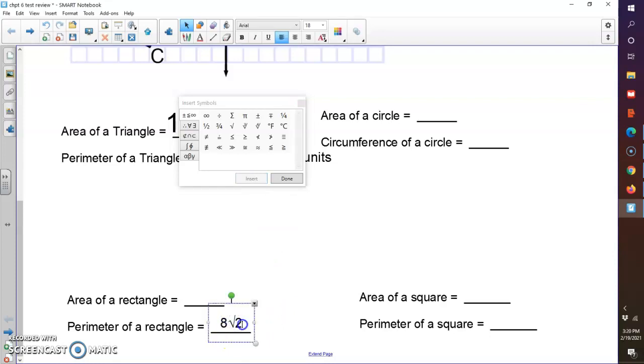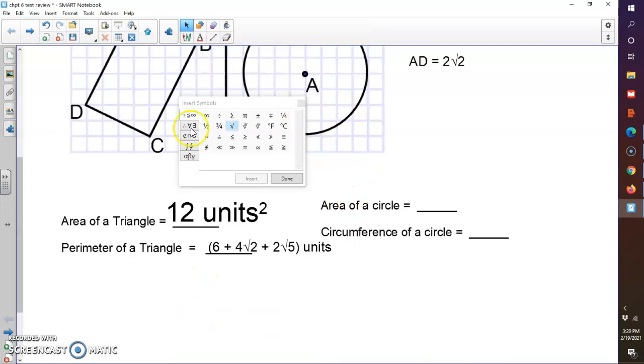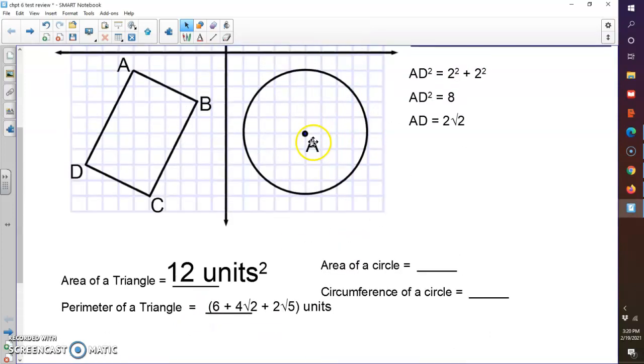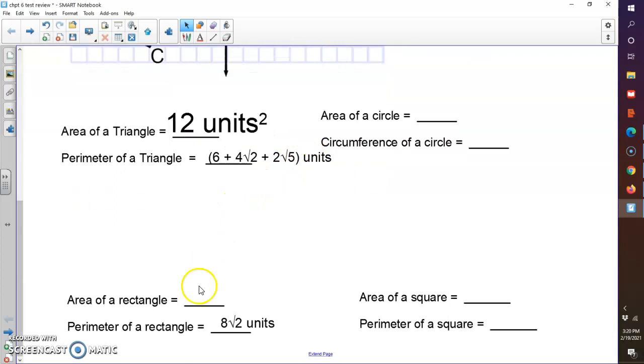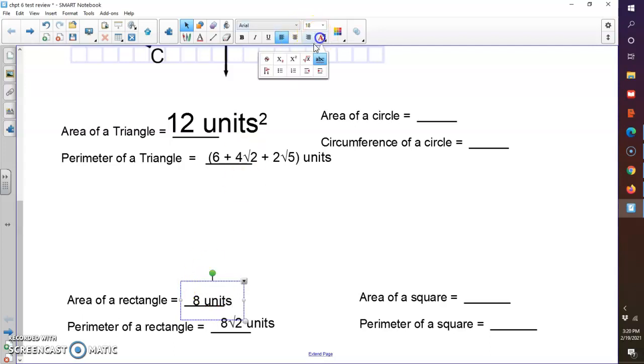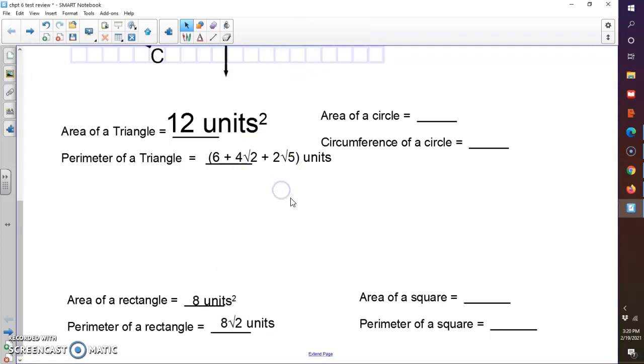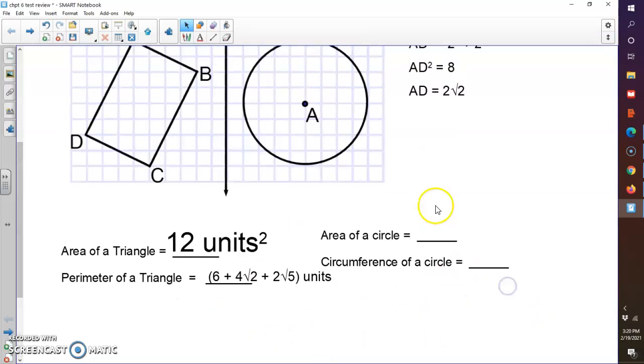8 root 2 units. To get the area, it's literally 2 root 2 times 2 root 2. 2 times 2 is 4, root 2 times root 2 is 2, and then 4 times 2 is 8. So it's 8 units squared. That's how we get the area of a square. Let's put this with square.